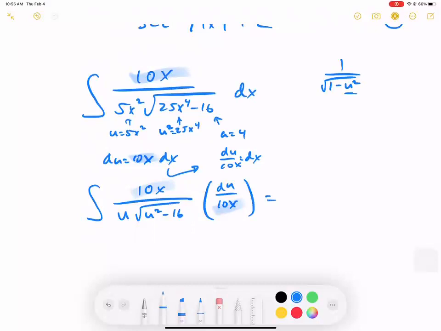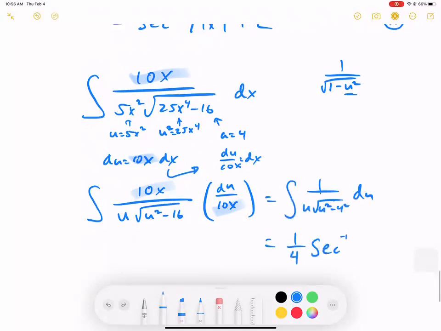Now, I would say from here, you could go ahead and take the integral. But if you want to rewrite it, to make it look a little cleaner, 1 over u squared minus 4 squared, du, we can use that as our identity of 1 over a, which is now 4, secant inverse of u over a, which is u is 5x squared over a, absolute value at the top, plus c.